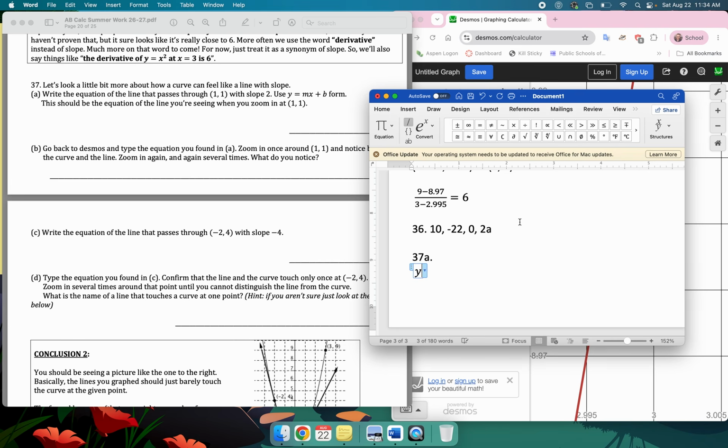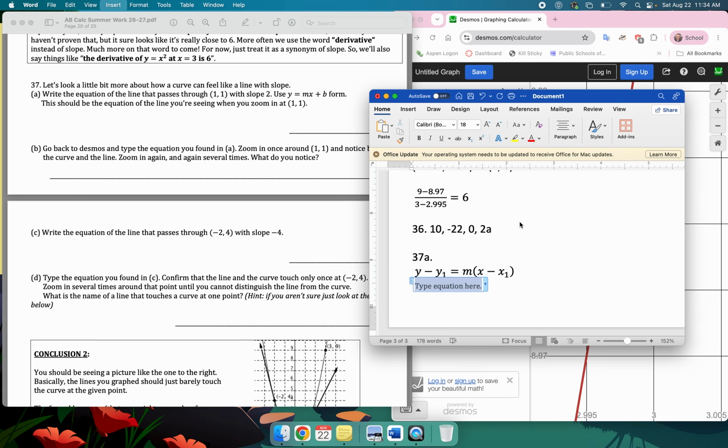Okay, for that I'm going to use slope intercept form. Or, point slope form. So my point is (1, 1) and the slope is 2. So y minus 1 equals 2 times... Oh, it says use slope intercept form. Why? Ugh. Fine. Well, I'll start in point slope form.